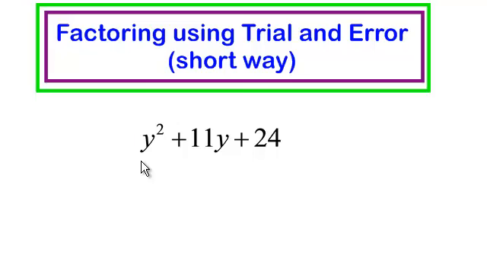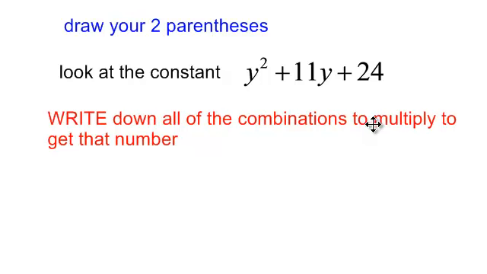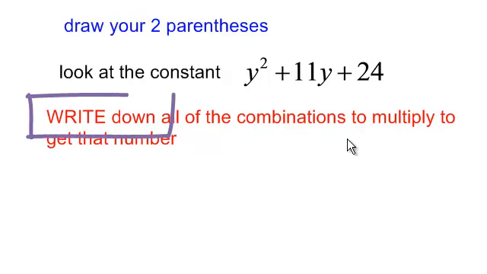So those are the type of problems that we're going to be doing in this video. For the first step, I just want you to draw your two parentheses. Then I want you to look at the constant. That is the number without a variable, the 24. And I want you to write down all of the combinations that you could use to multiply to get 24, or to get that number.